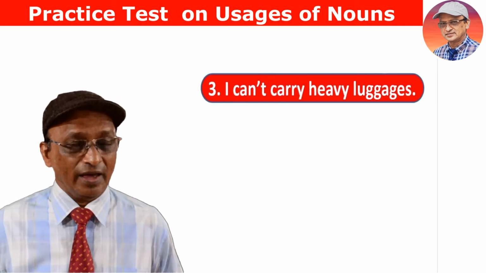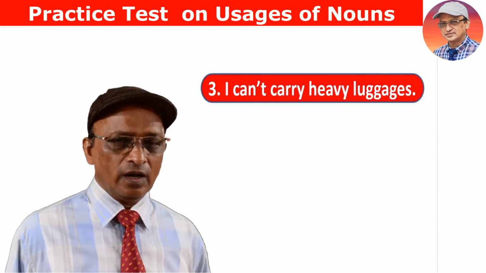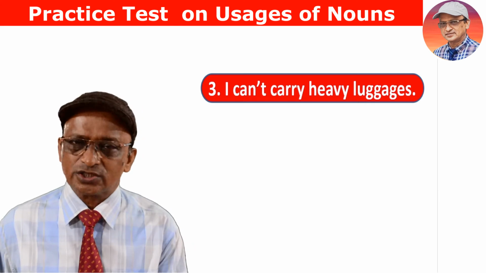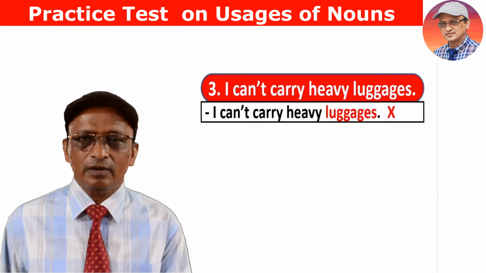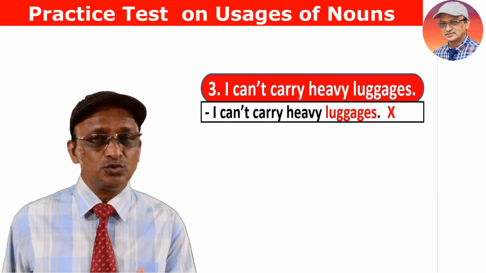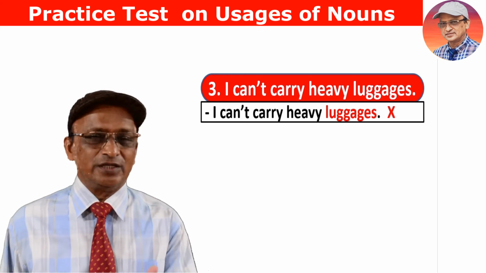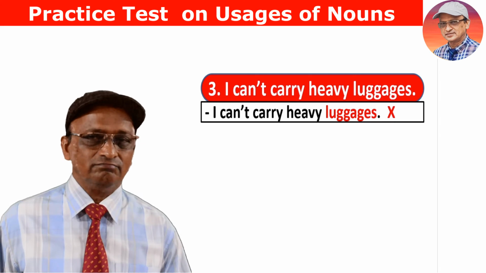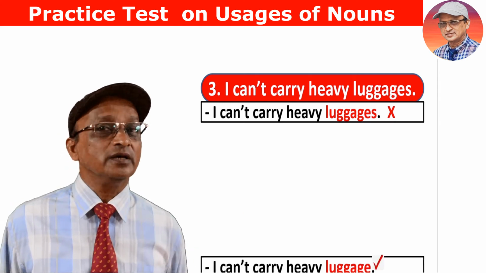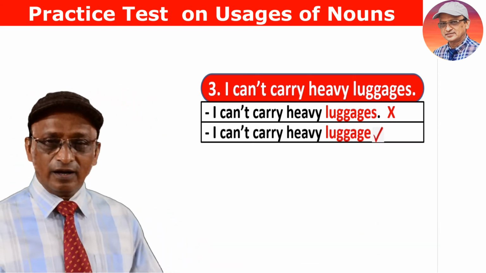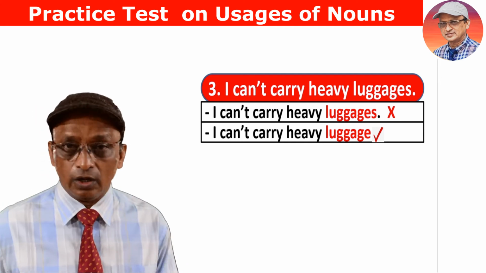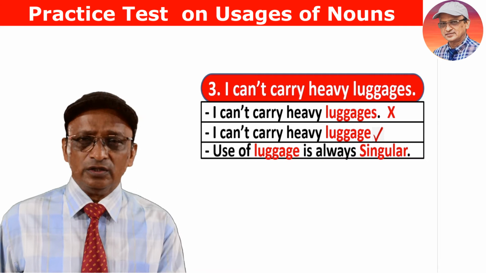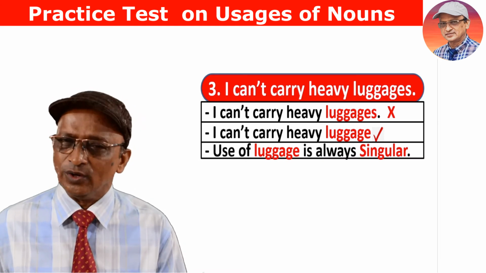Here is still another, very interesting sentence. I can't carry heavy luggages. Luggages, that's a plural noun. But how far it is correct in this sentence has to be checked. I can't carry heavy luggages, that's wrong. What's the correct one then? The correct one is, I can't carry heavy luggage. Luggage, again, let me emphasize, is one of the nouns which are always used in the singular.